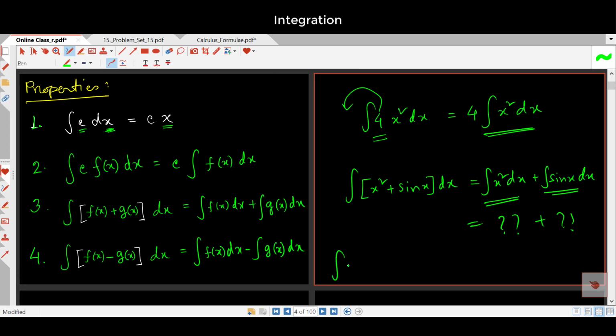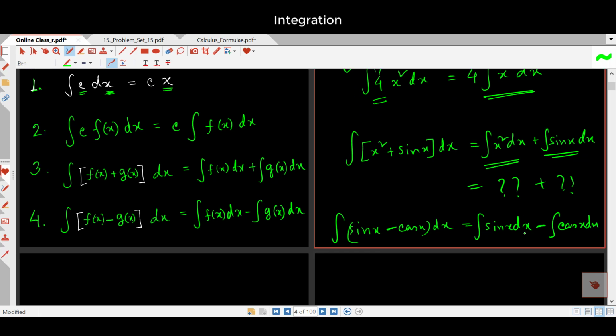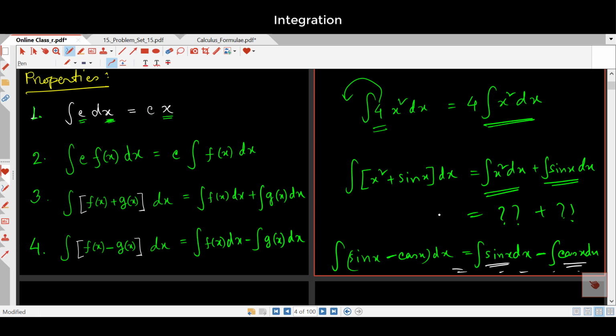Suppose we have sine x minus cosine x. This is our function we are going to integrate. So you can write it separately: integration of sine x, there is a minus, and integration of cosine x. Now you have to apply the formulas to get the result of these two integrals. So these are the properties that we have here.